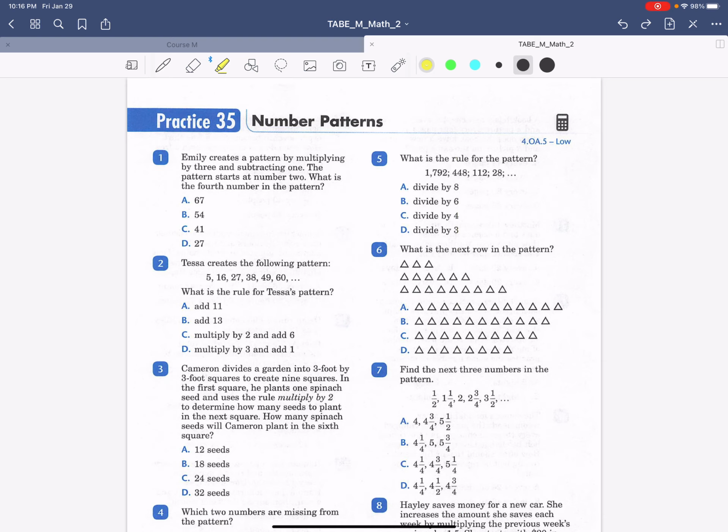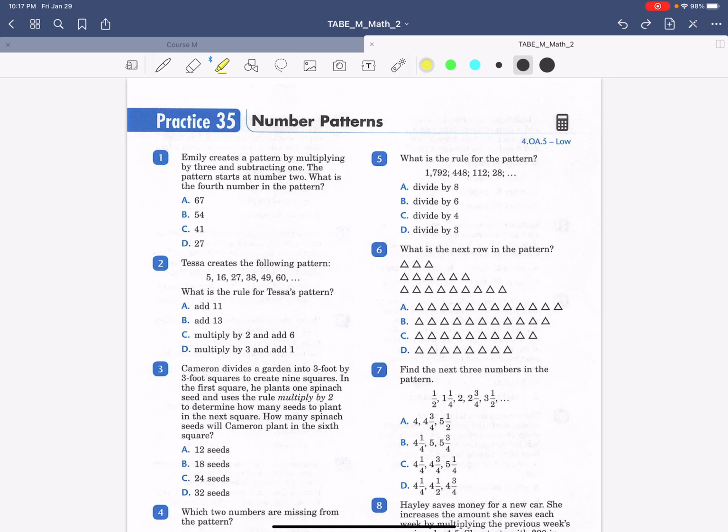In this video we're looking at practice 35 on number patterns. Each of these word problems has a different pattern that we need to figure out and work with. I'm going to teach you a strategy here. It's called an input-output table that you will use later on in advanced algebra when you study functions. So this is a good video.